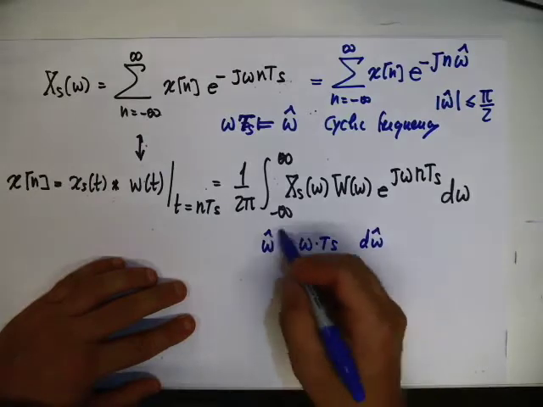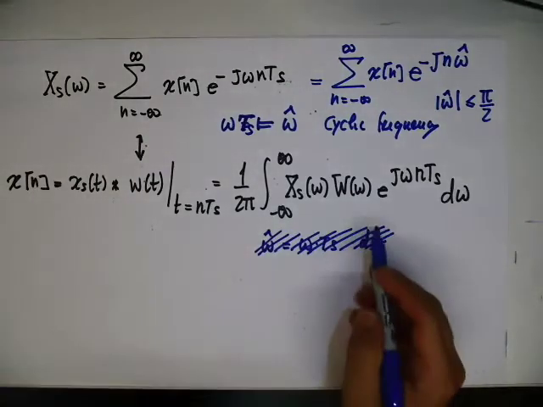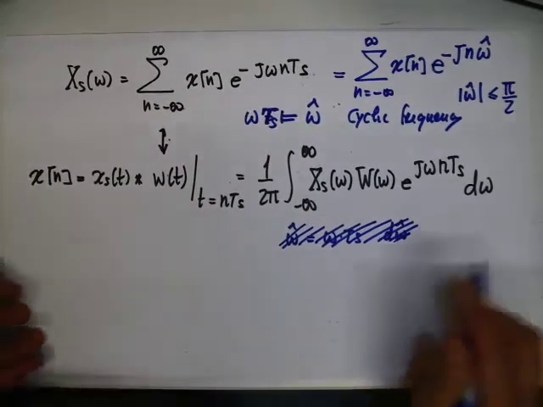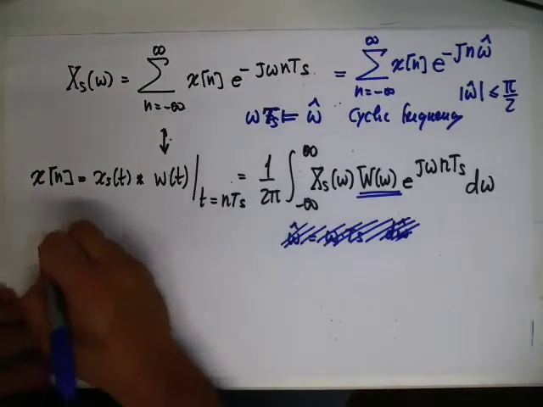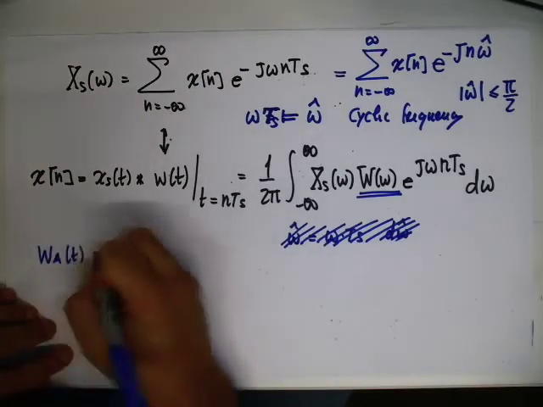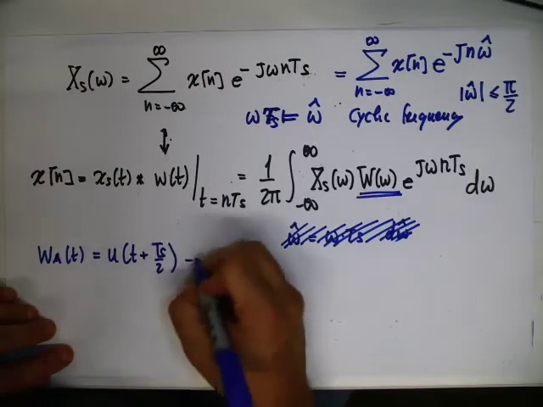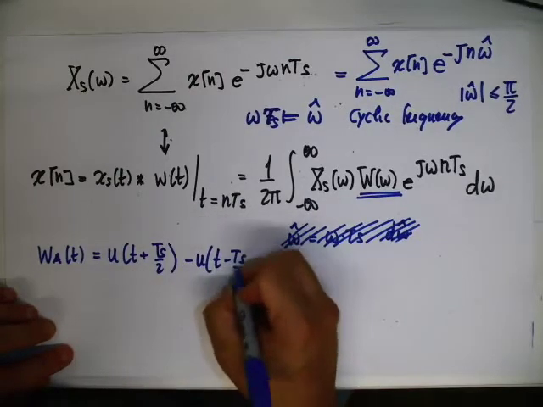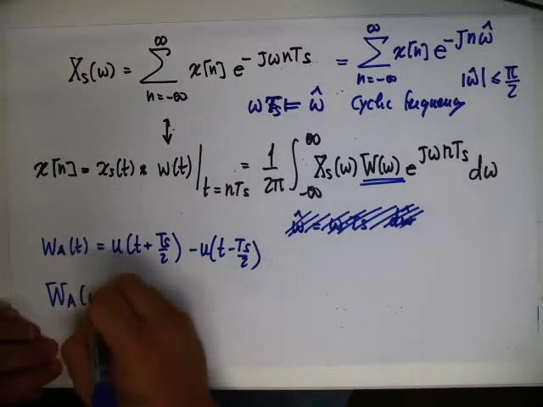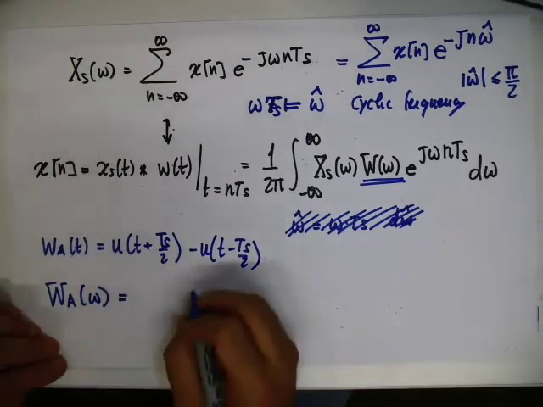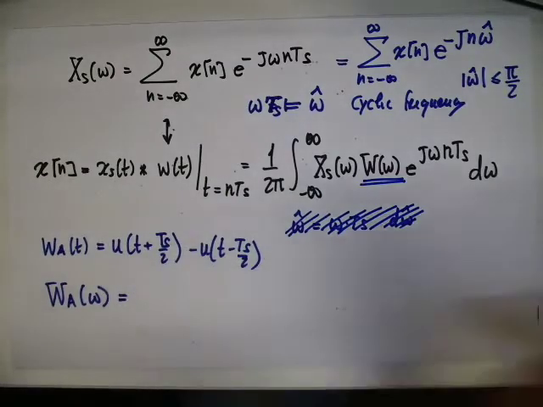Actually, before doing that, let's particularize this integral for the two special windows that we chose. The first choice was the box function. W of t was u of t plus ts divided by 2 minus u of t minus ts divided by 2. The corresponding Fourier transform was equal to what?